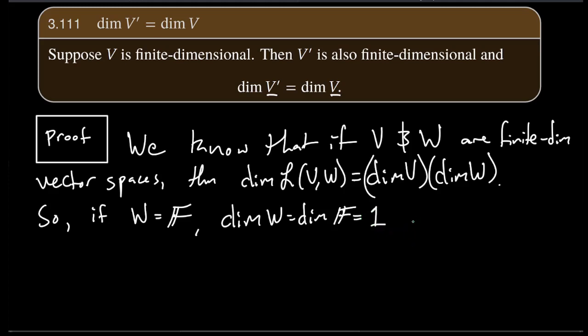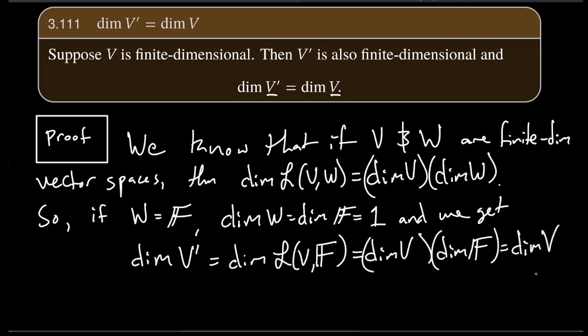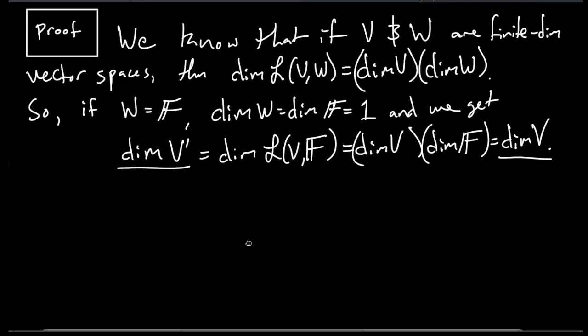And we get dim V prime, the dual space. That's just the dimension of what V prime is. It's the linear maps from V to the underlying field. So that's just the dimension of V times the dimension of the field, which is just dim V. Hey, dim V prime equals dim V. We're done. Nice. All right, so they have the same dimension.